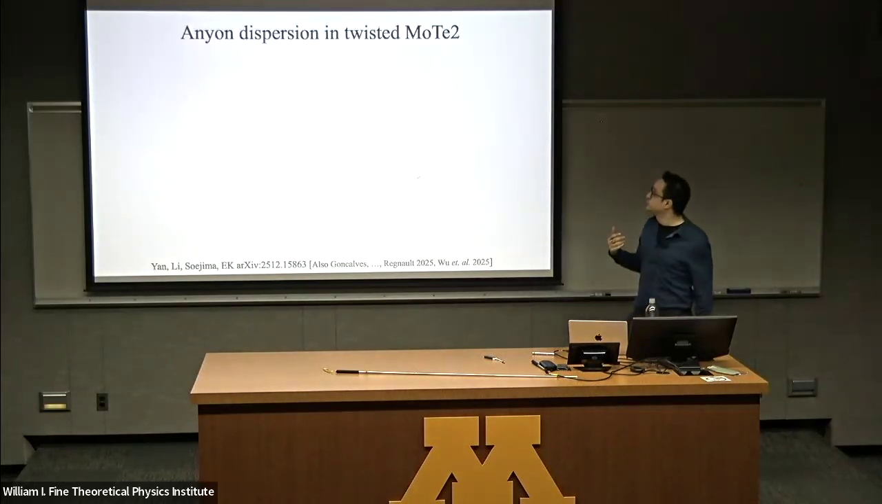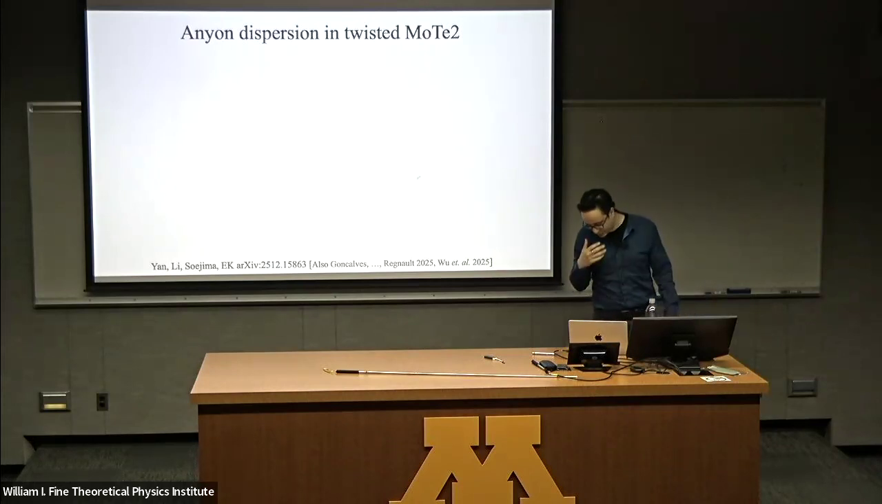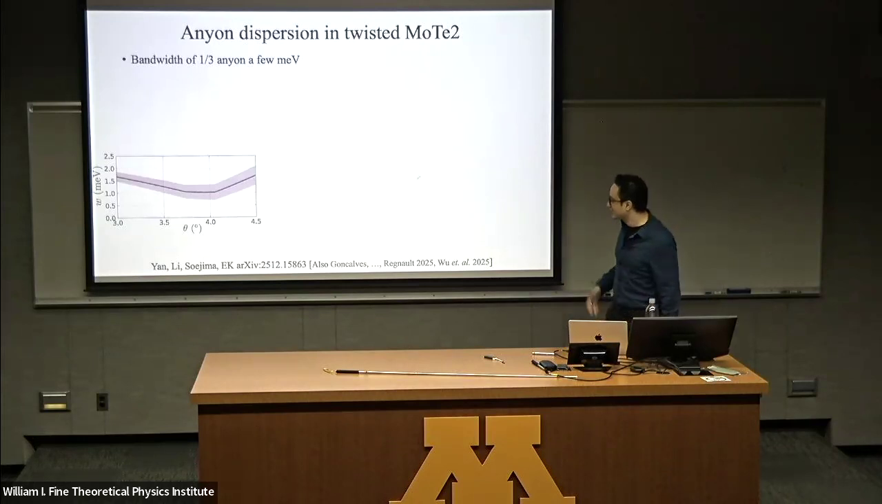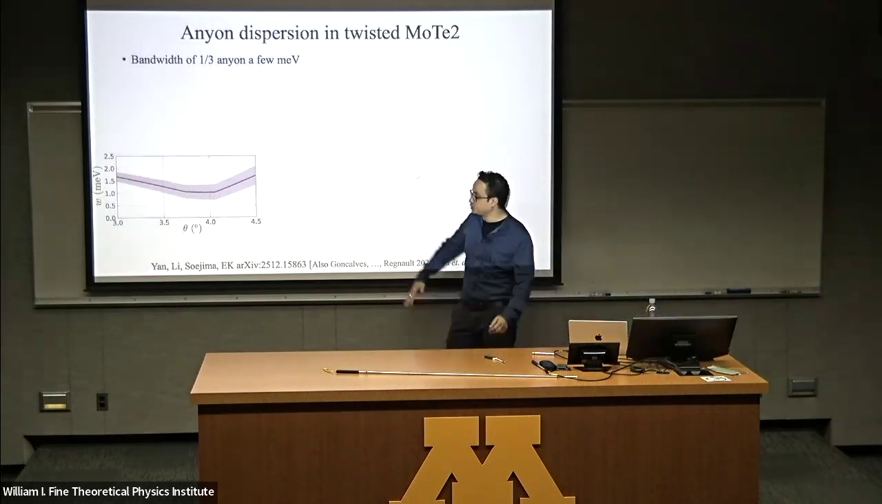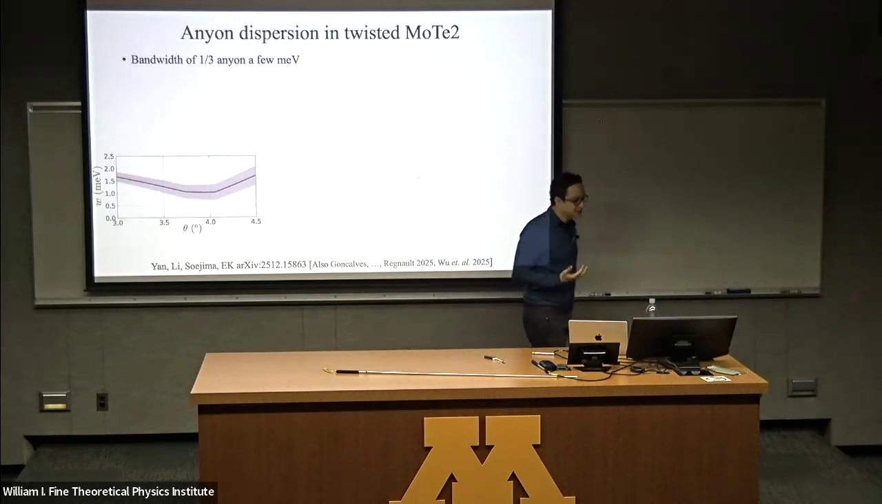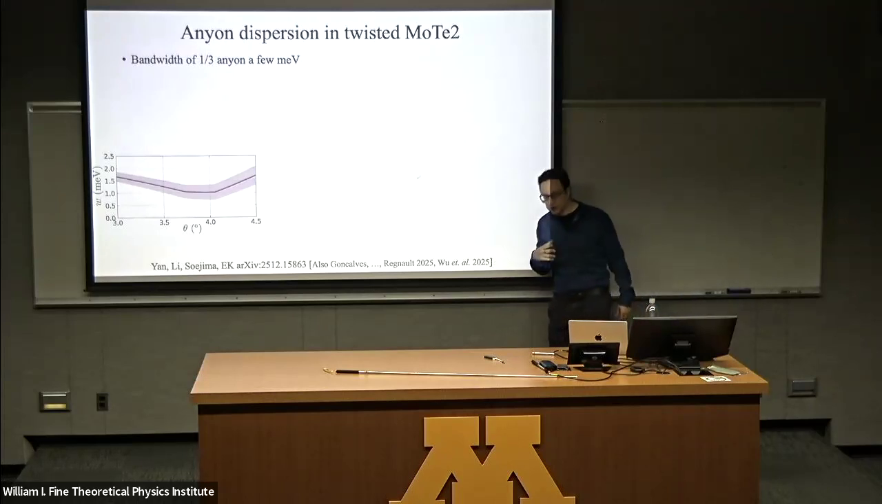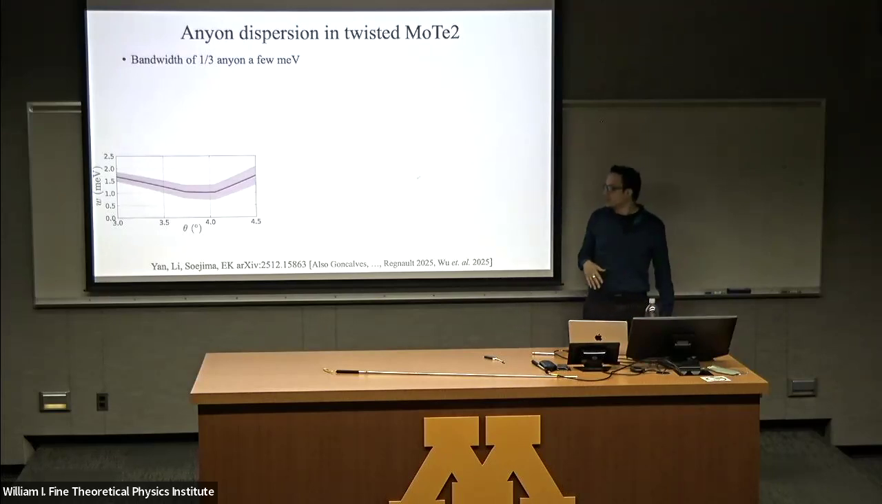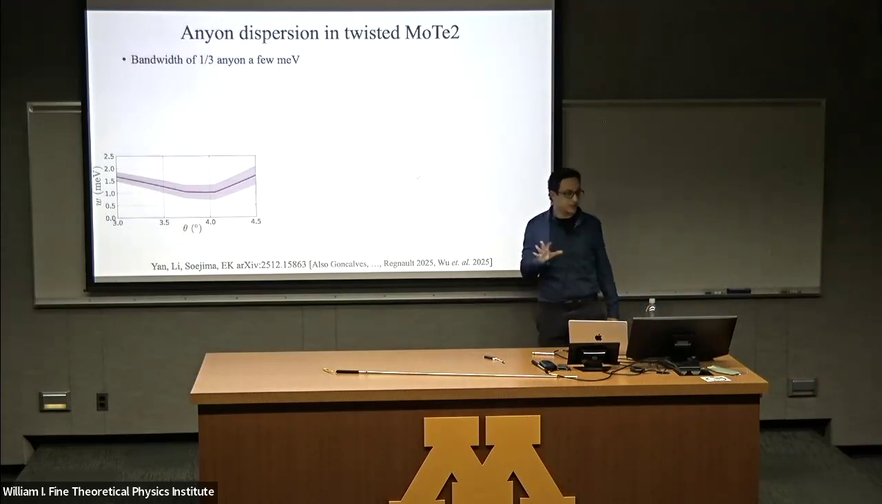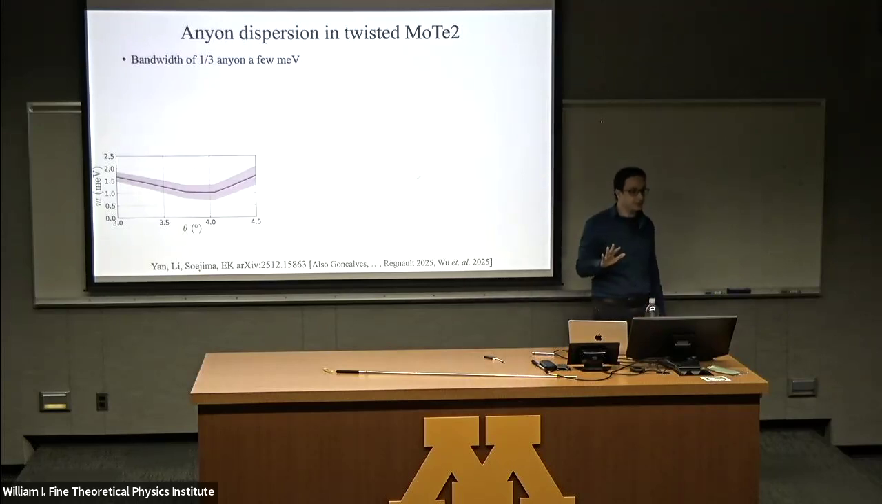So I can get back now to twisted MoTe2, which was the motivation of this. We can first see what is the typical magnitude for realistic numbers of this bandwidth. And we found that this bandwidth is around 1 meV. It becomes a minimum around the magic angle because of quantum geometry and because of bare dispersion effects. But overall, it's not a small bandwidth. So this suggests that this anyon dispersion in sufficiently clean samples should be relevant to the physics of twisted MoTe2.